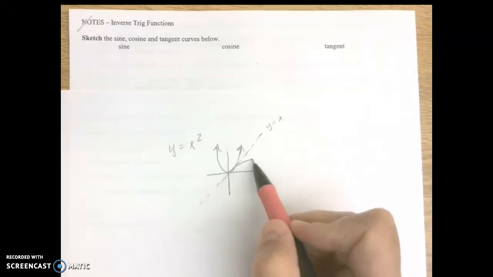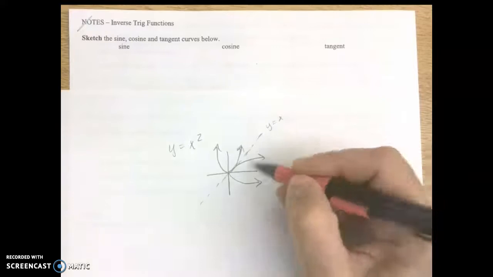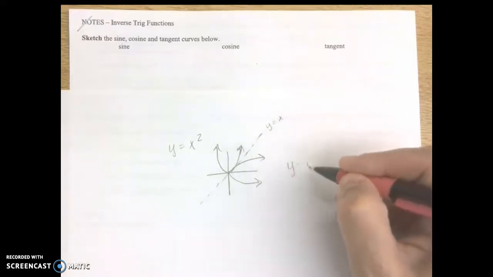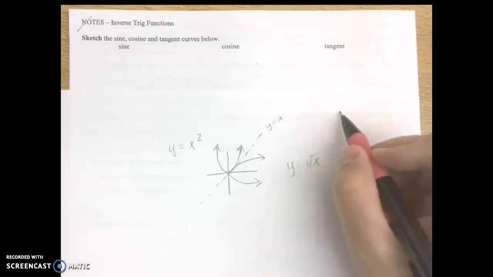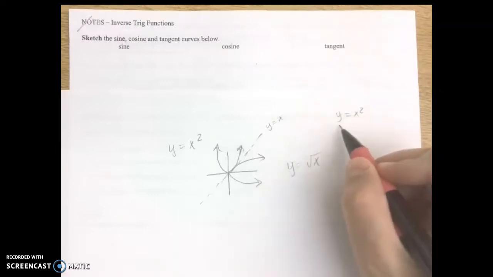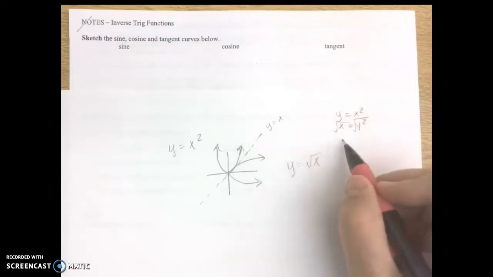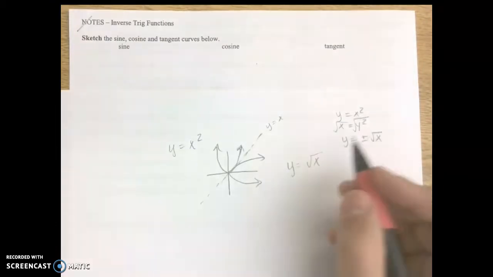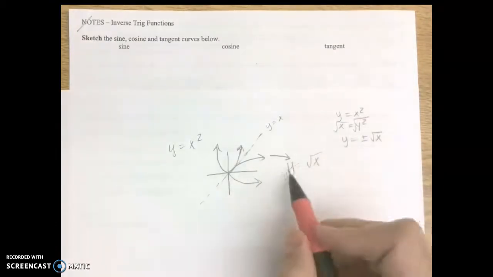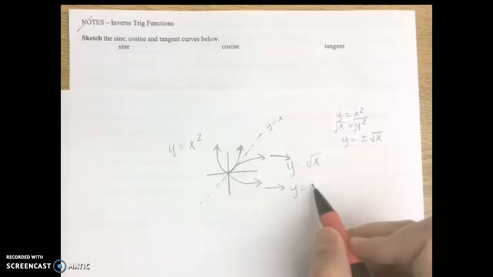So these two reflect, and then this will reflect. And so we have y equals the square root of x. So solving algebraically, we said y equals x squared. We switched those places, and then we took the square root of both sides, so that y was equal to plus or minus the square root of x. So y being equal to the square root of x, and this is y being equal to a negative square root of x.